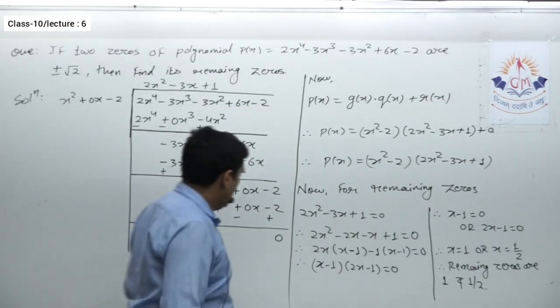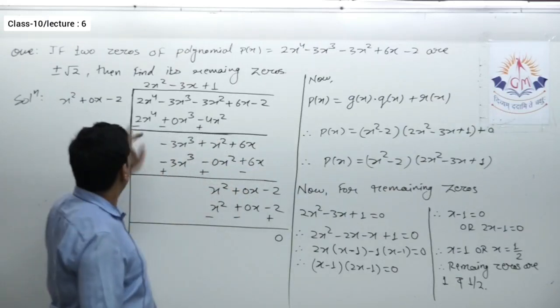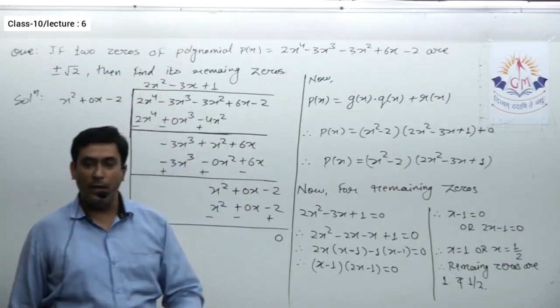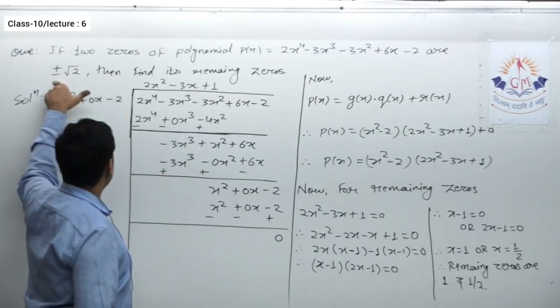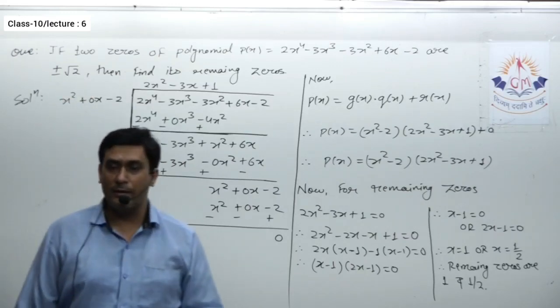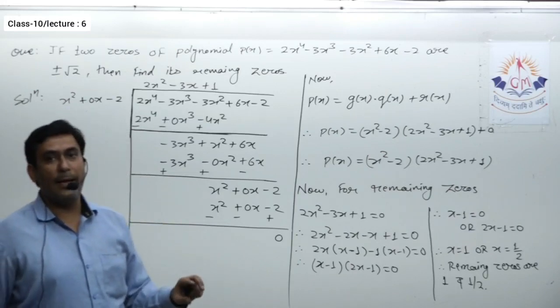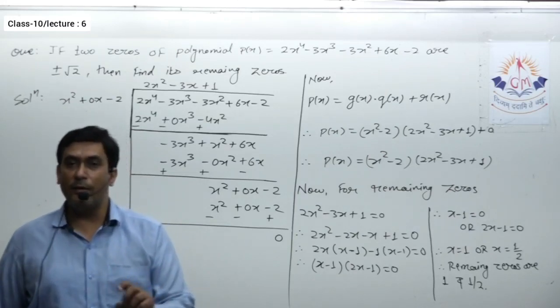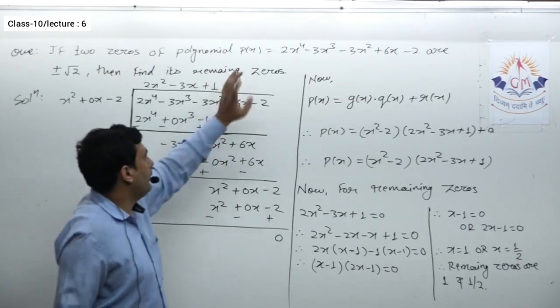Okay, so let me explain you once again the algorithm. If two zeros are given, then how to find the remaining zeros? First of all, whatever the zeros are given, with the help of that find the factors. That means if two zeros are given, indirectly we can say two factors are given. Then multiply those two factors, and you will get an expression in x which will be a factor of the given polynomial.